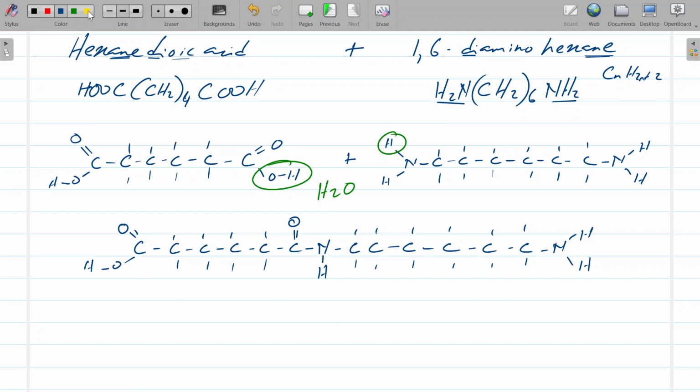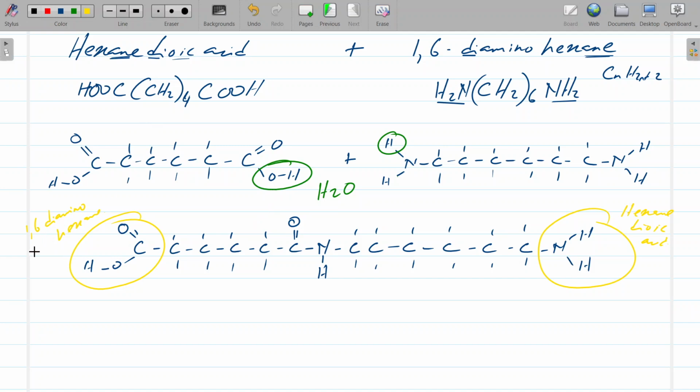Now, two things to highlight over here. First of all, as you can see, you still have a carboxylic group and an amino group at each end, which means that this molecule can take part in further reactions. So over here, this guy can react with another molecule of 1,6-diaminohexane, and this guy over here can react with another molecule of hexanedioic acid, right? And when that happens, you're still going to have those at the end, and so you can understand how the reaction can keep occurring.